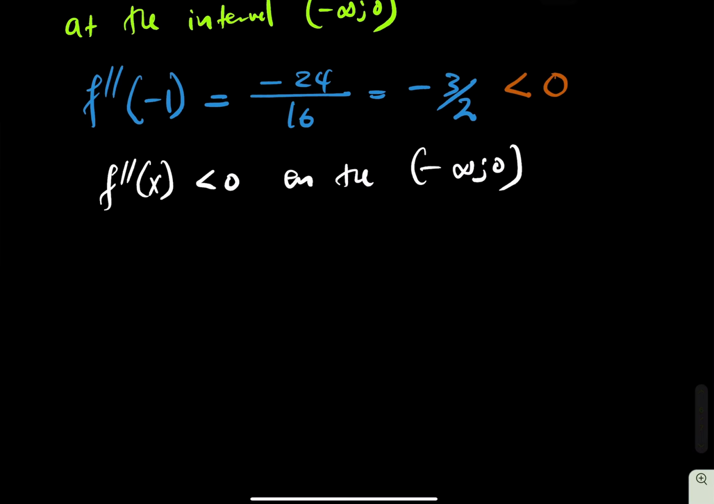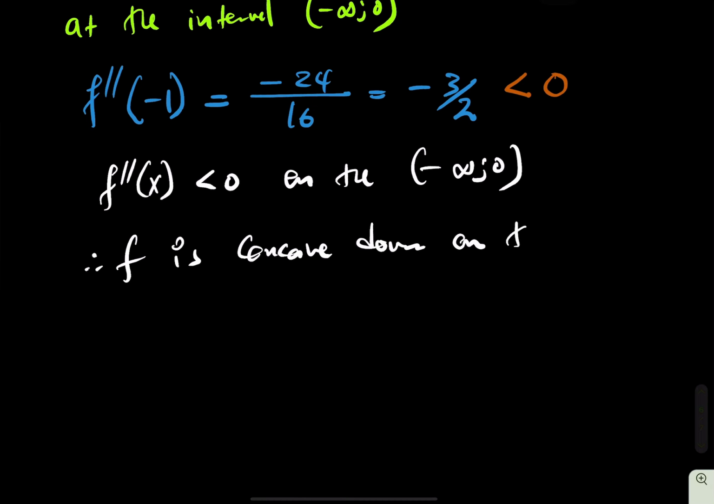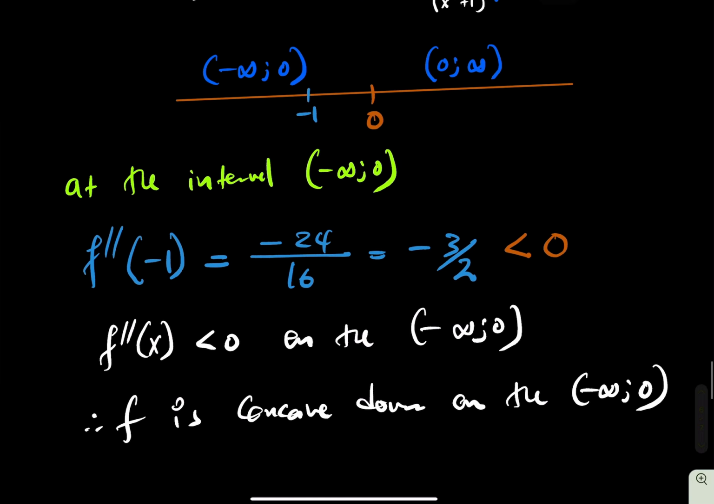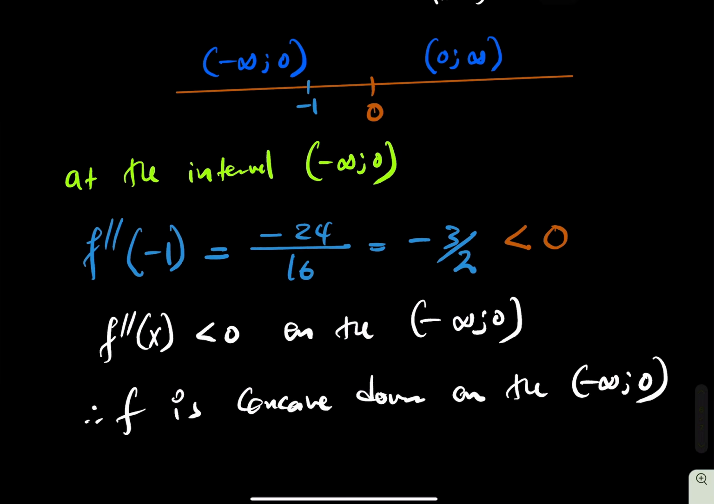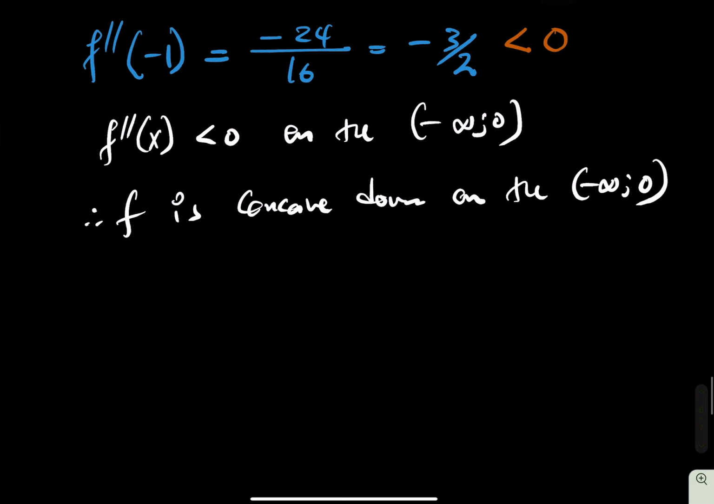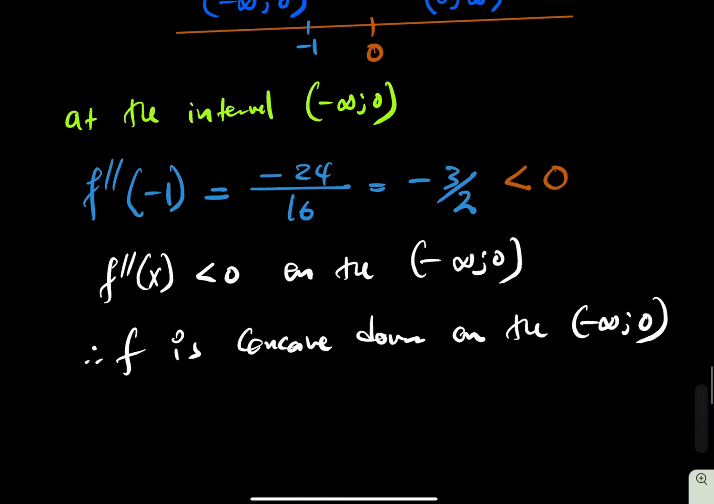So this would then mean that f is concave down on the interval negative infinity to 0. This is where f is concave down. You want to check the concave up now. You do the same stuff. That is to say, f double prime at positive 1. Let's just write where we are coming from.